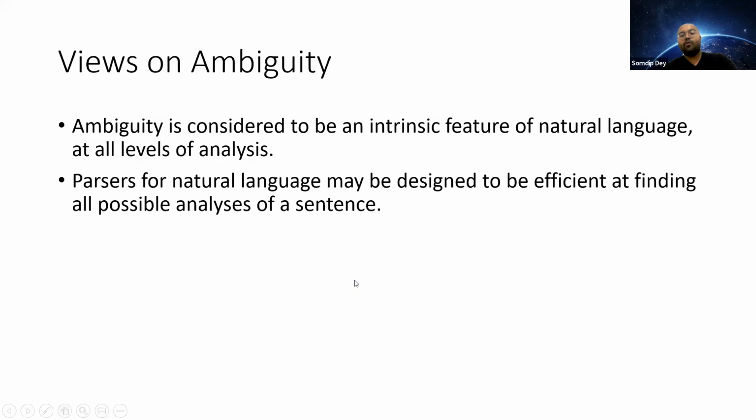So ambiguity is considered to be an intrinsic feature of natural languages at all levels of analysis. Parsers for natural language may be designed to be efficient at finding all possible analyses of a sentence. So as a programmer, it is your duty to keep in mind that ambiguity can happen, and it is also your duty to be able to avoid ambiguity by providing a solution. One such solution is providing precedence as part of your production rule for the grammar.